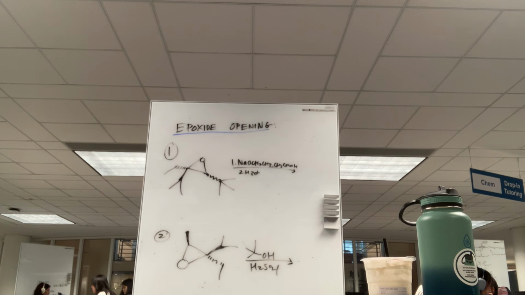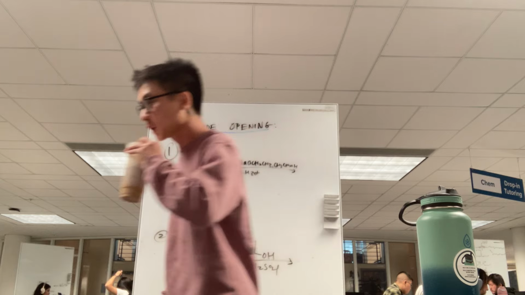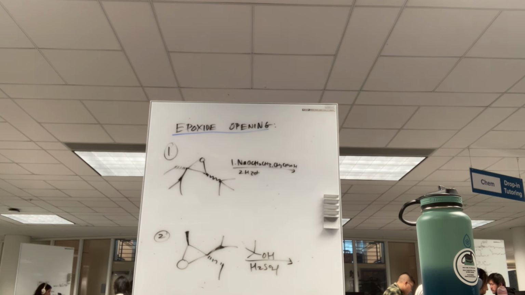Did you do the first problem? I don't know how to do it. Because I got something like this, but that doesn't look like a real thing. I think you're supposed to have a triangle somewhere. Well, it broke, right? Because this is where you're breaking the epoxide. Girl, I don't know. I don't think I learned this.